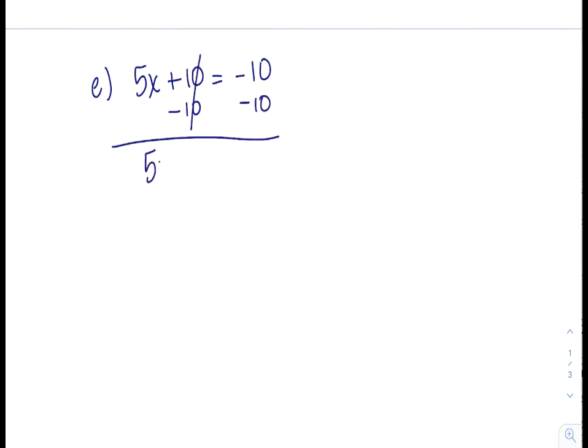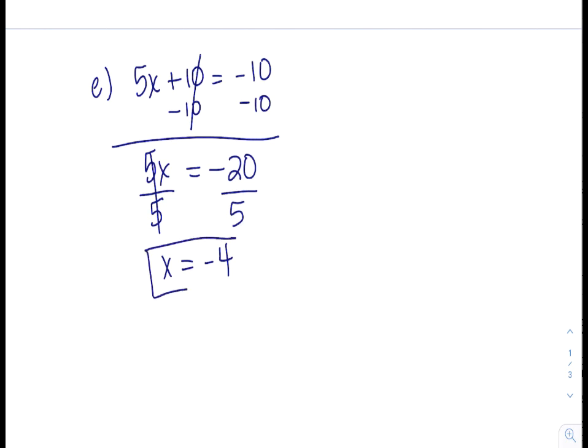Now it's very tempting here, but -10 minus 10 does not cancel out. That's actually -20. -10 minus 10 is the same thing as doing -10 plus -10, and that's -20. Now we have 5x equals -20. We divide both sides by 5, since the opposite of multiplication, 5x, would be division. And that's going to be x equals -4, since -20 divided by 5 gives us -4.